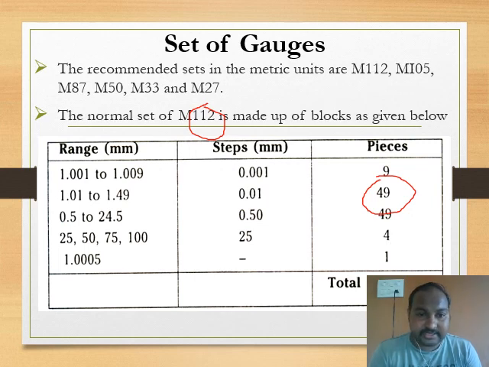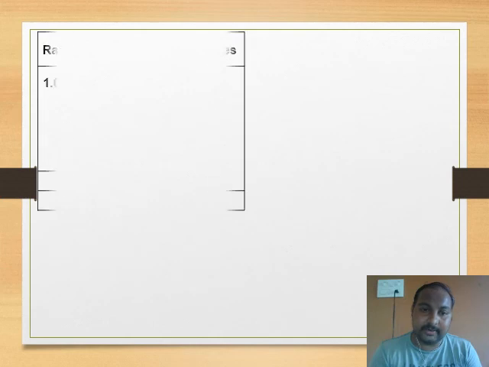And again next is 25, 50, 75, 100 in steps of 25. Obviously totally there are 4 slip gauges. So when I add the number of pieces available in the last column, it becomes 112. That is how we need to understand the given slip gauge set. So M112 means the 112 indicates the number of slip gauges available in the set.